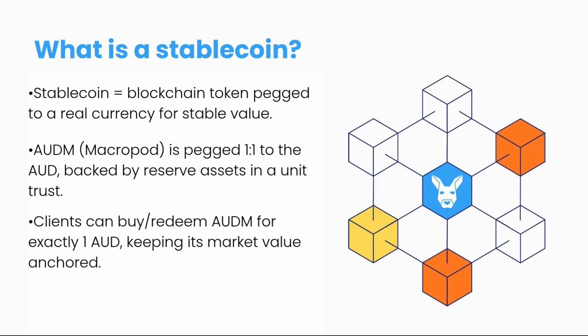At Macropod, our reserves are held in a unit trust, and each AUDM represents ownership of a unit in the trust. The value of AUDM on secondary markets is supported by the fact that clients of Macropod can buy an AUDM for $1 Australian and can redeem an AUDM for $1 Australian, paid out of the trust.